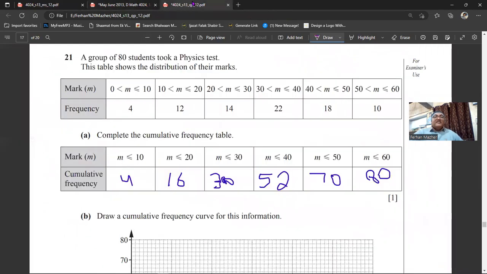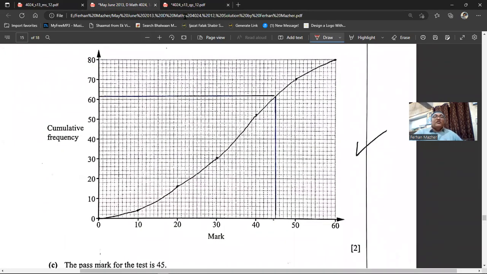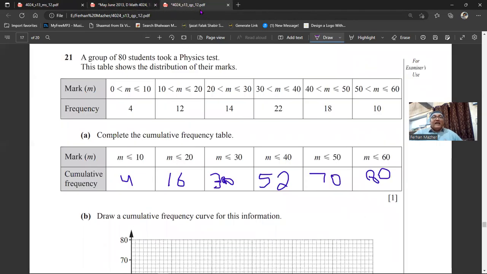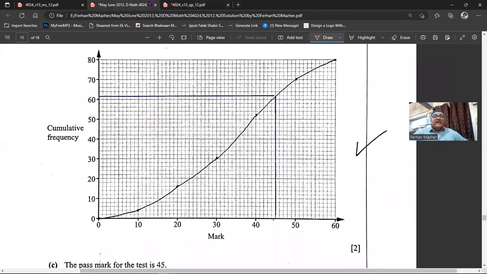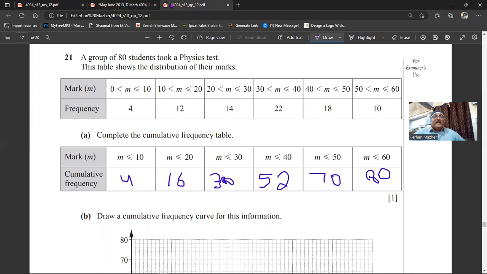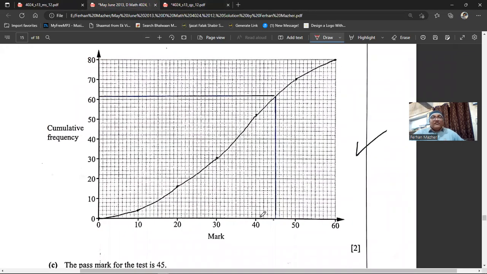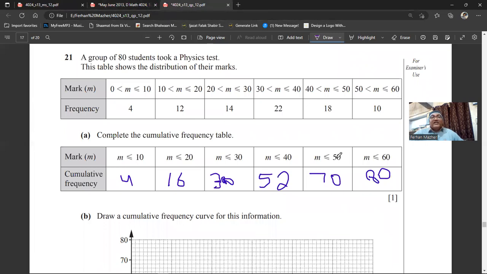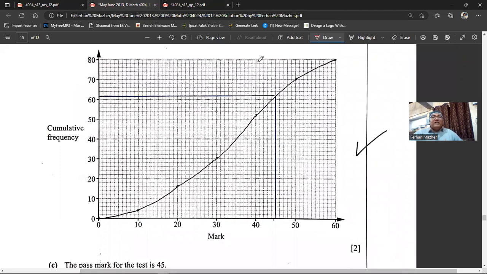And then I will plot the points. You see, at 10, I will put a dot of 4. At 20, I will put a dot of 16. That is here. And at 30, I will put a dot of 30. And then at 40, I will put a dot of 52. And at 50, I'll put a dot of 70. And that will be here. And then at 60, I will put a dot of 80. So that is here. Then I will join them with this curve, and that is called the cumulative frequency curve. Okay, so hopefully you understand.